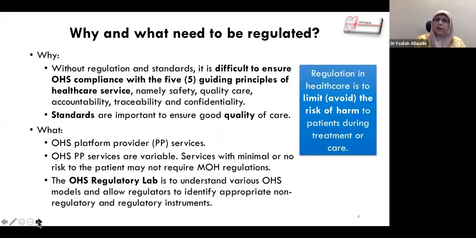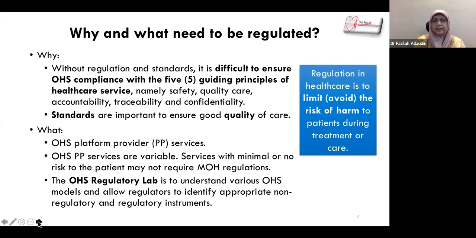But why, and what, needs to be regulated? The most important reason is that regulation in healthcare is very important to limit or avoid the risk of harm to patients during treatment or care. The main objective in healthcare is to do no harm. Without regulation and standards, it's difficult to ensure these online health service providers comply with the five guiding principles of healthcare service: safety, quality of care, accountability, traceability, and confidentiality. So standards are very important to ensure good quality of care.